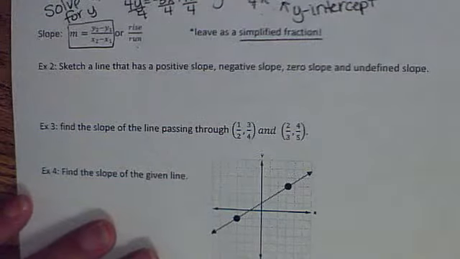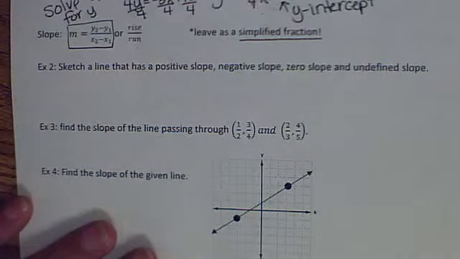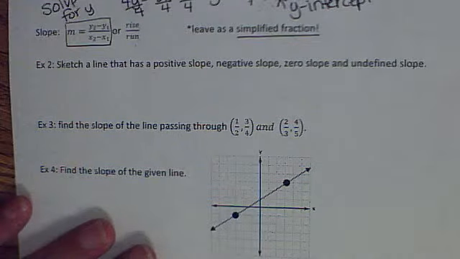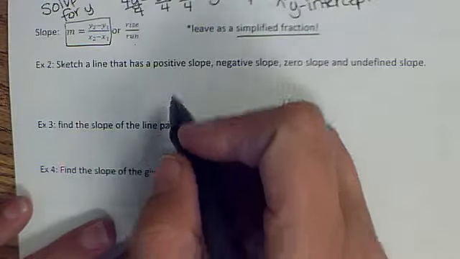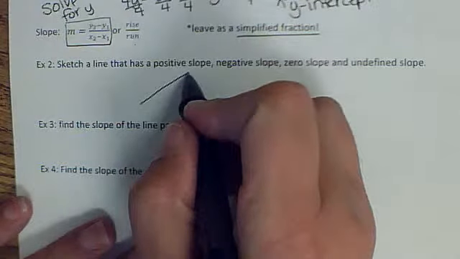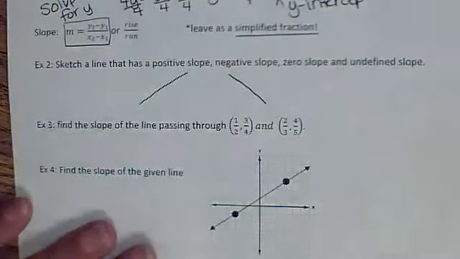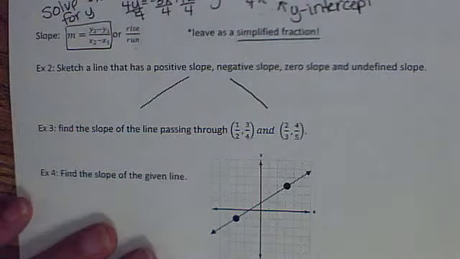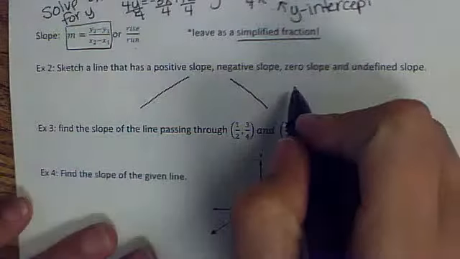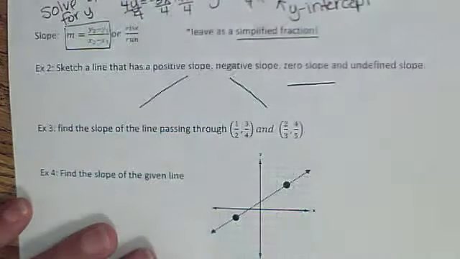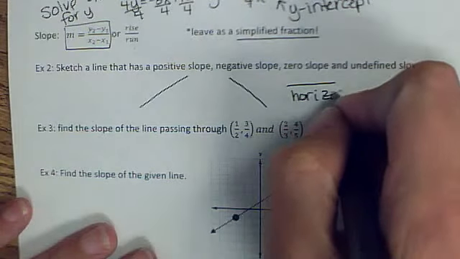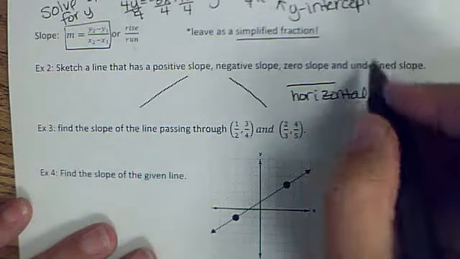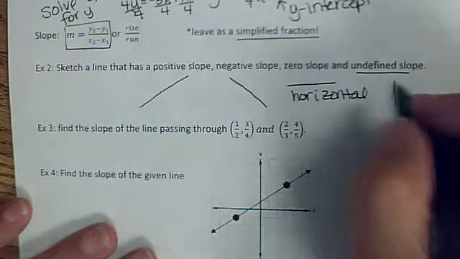So in example 2, we need to sketch a line that has a positive slope, a negative slope, a zero slope, and an undefined slope. So I usually talk about slope as with a mountain. So positive slope is you're climbing up the mountain. Negative slope, you're going down the mountain. You're falling down the mountain, having to roll down it. Zero slope is like the floor. It's a horizontal line. Undefined slope is a vertical line.